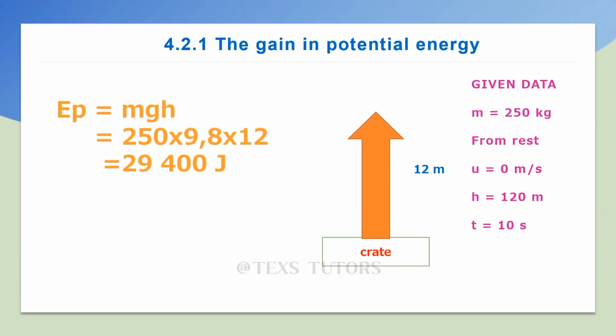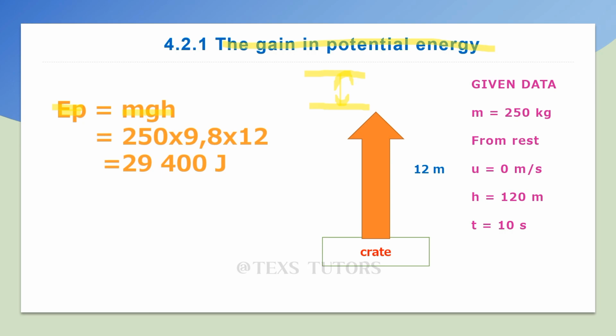So the question reads, calculate the gain in potential energy. The symbol which we use for potential energy is EP, and if we had to describe potential energy very quickly, it is energy that an object gains due to a relative position above the ground. So that means the object needs to have a height or a different distance above the ground. The formula which we use for potential energy is mgh.